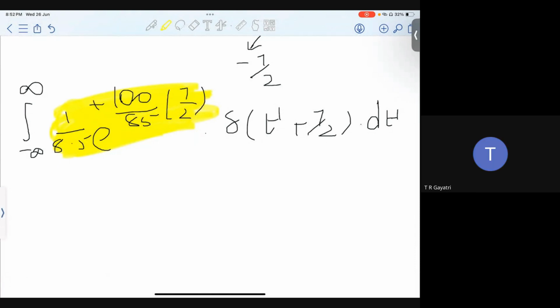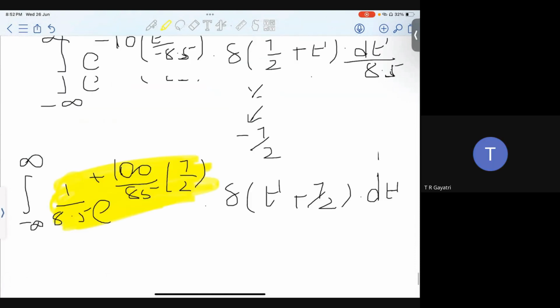Ma'am, can you just scroll up to the previous problem with the cos problem? Yeah.